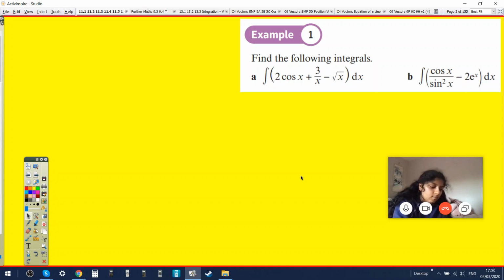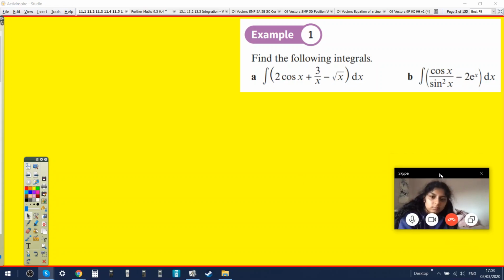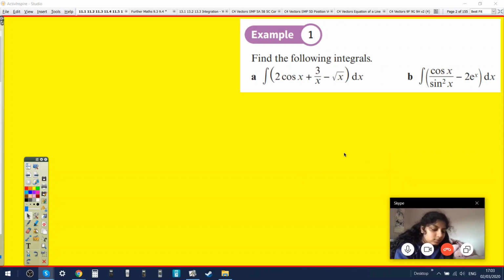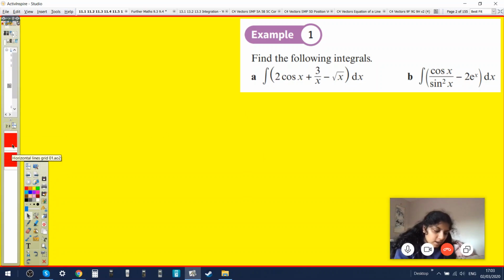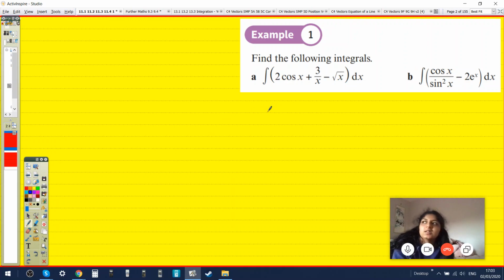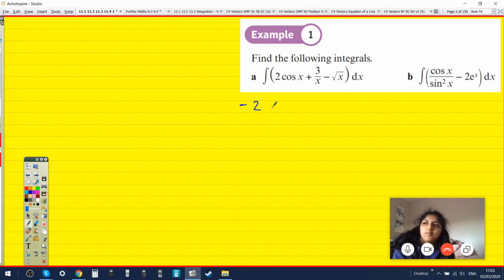I believe it will be -2 sine x. Would it be -2? Oh, okay. And then 3 over x is ln 3x or 3 ln x? One of the 3 ln x. 3 ln x. And then root x is 2/3 x to the power of 3 over 2.